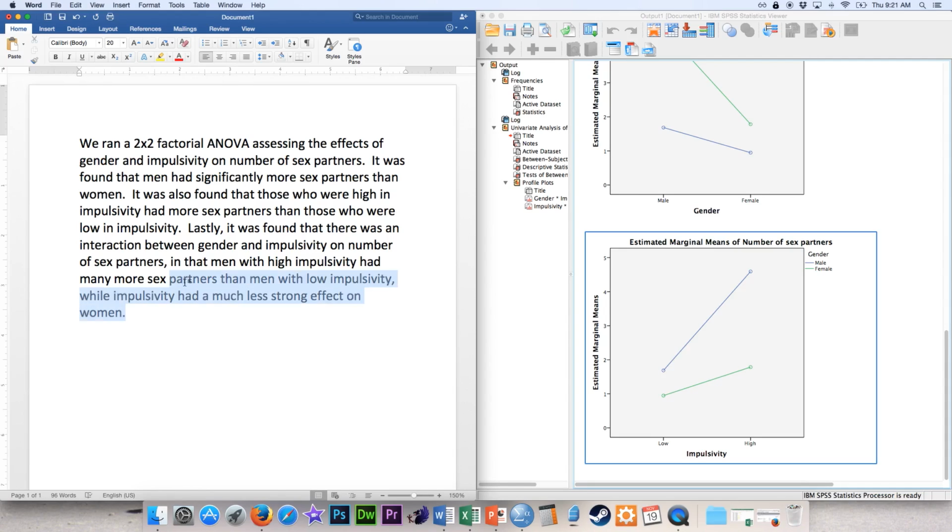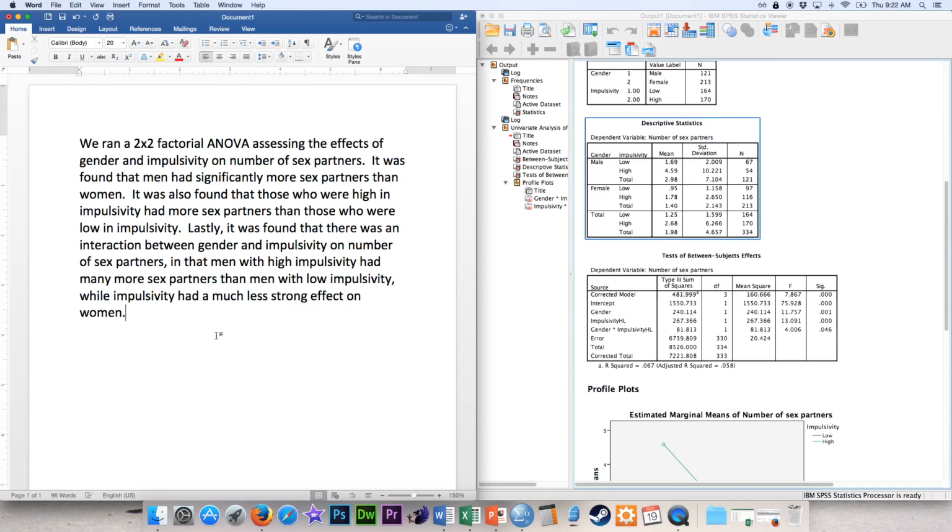There's many ways in which you could talk about this interaction. This is just one that sort of came off the top of my head here. You could probably also say that impulsivity had a stronger effect in determining sex partners in males than in females, but I think this is a little bit more descriptive. So we basically wrote out our results in plain English first, and then we'll add our statistics.